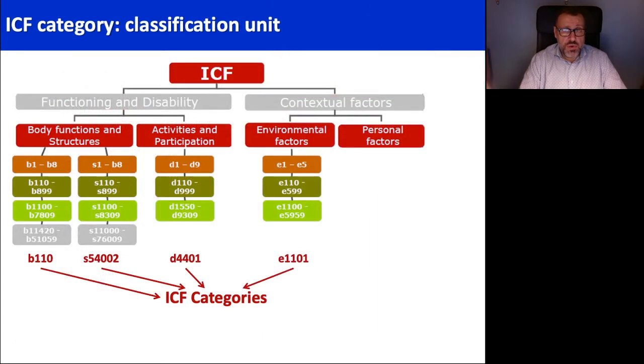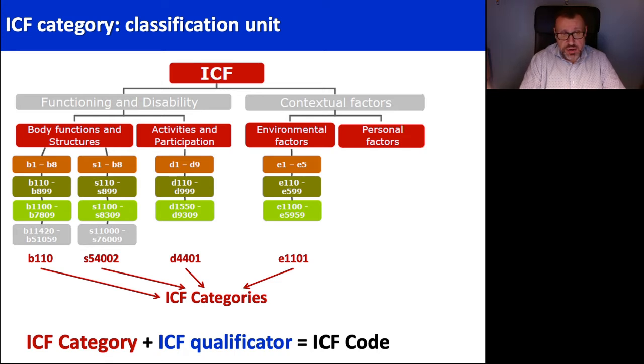So now we will learn how to identify ICF categories, which are characterized by an alphanumeric code and some numbers. ICF categories, when linked to an ICF qualifier, constitute an ICF code. The ICF qualifier, which we will not deal with within these presentations, is a way of quantifying the degree of functioning or disability.